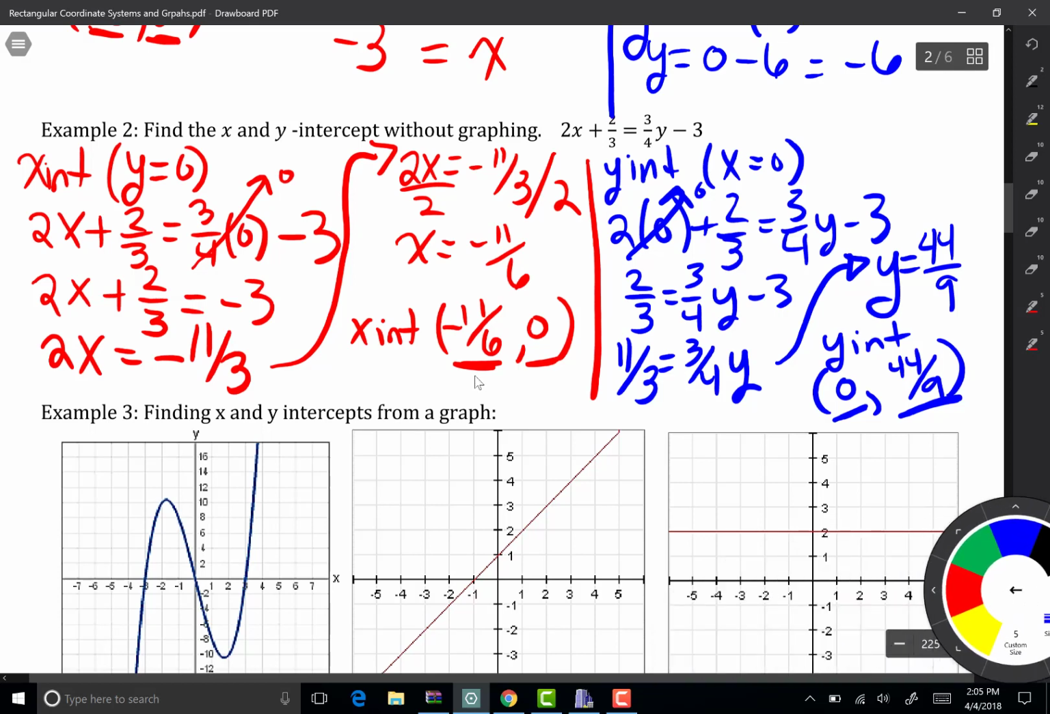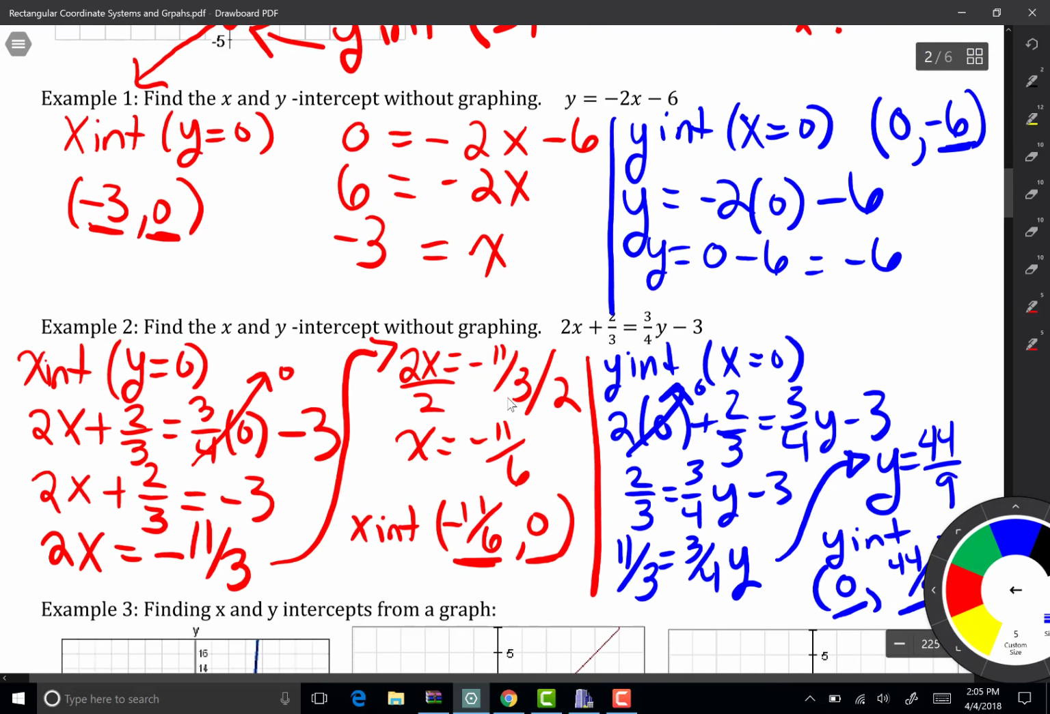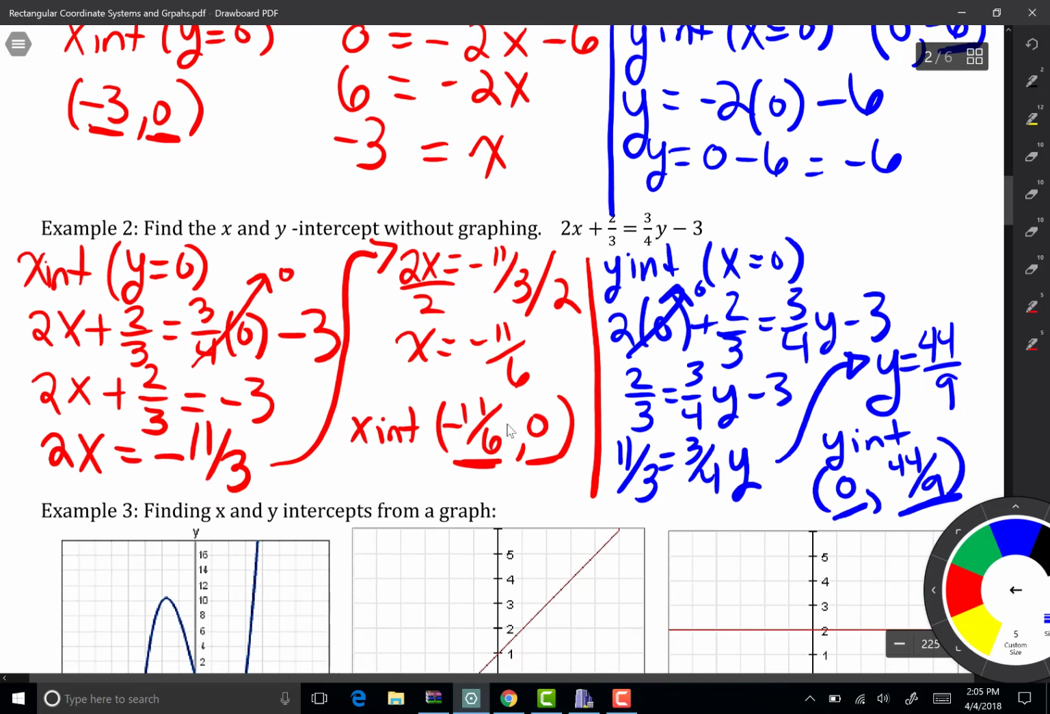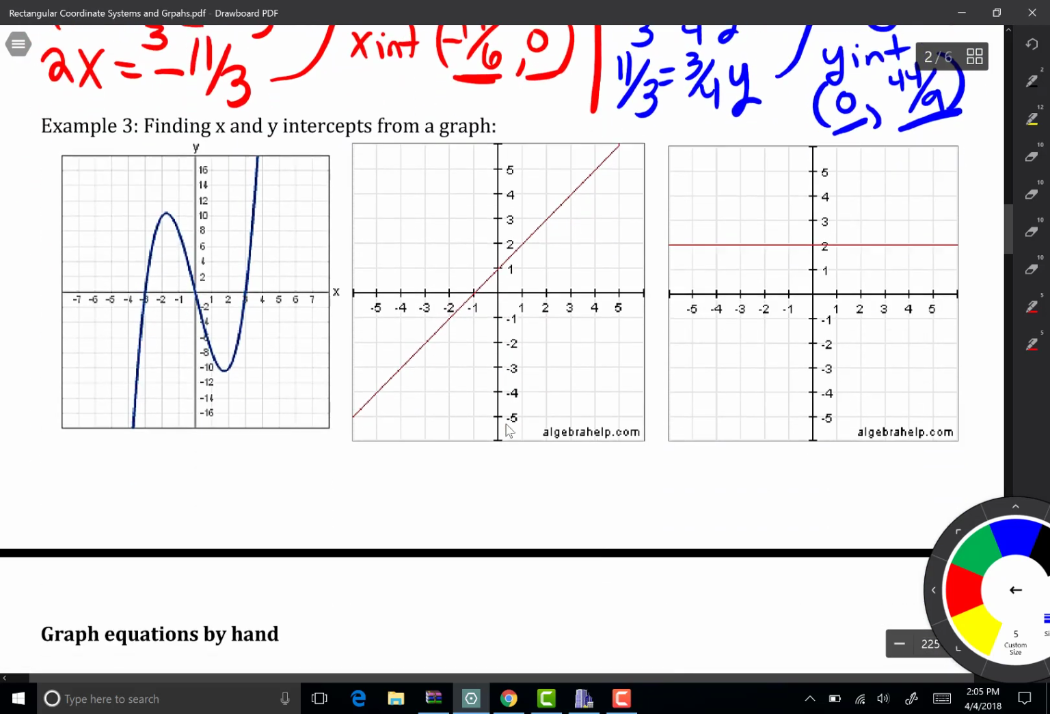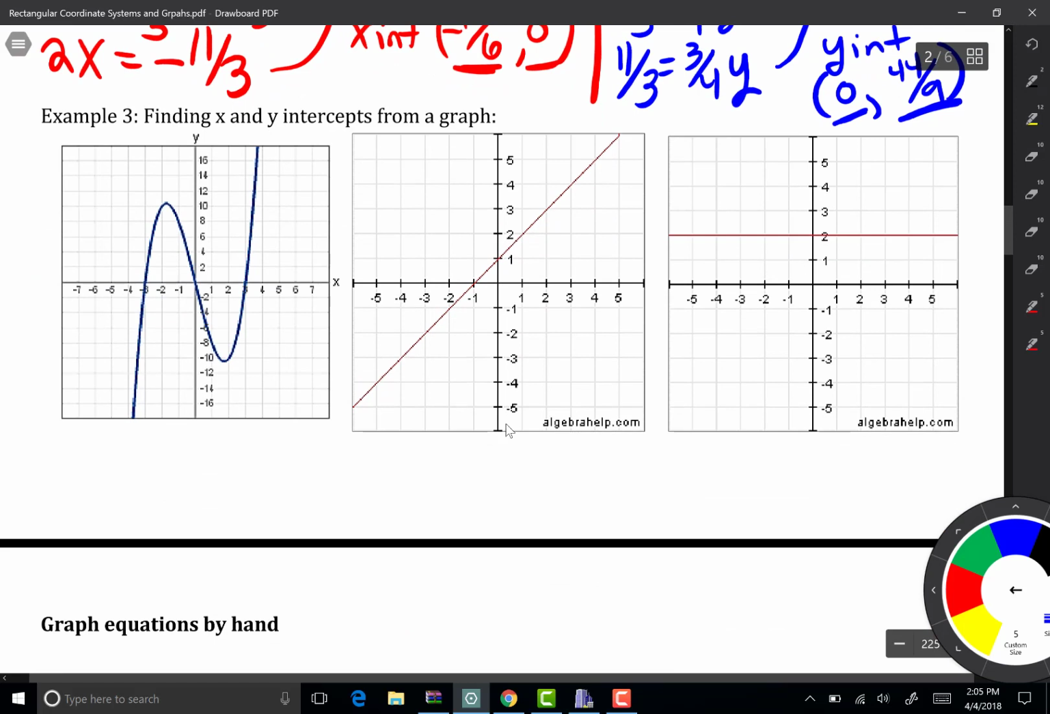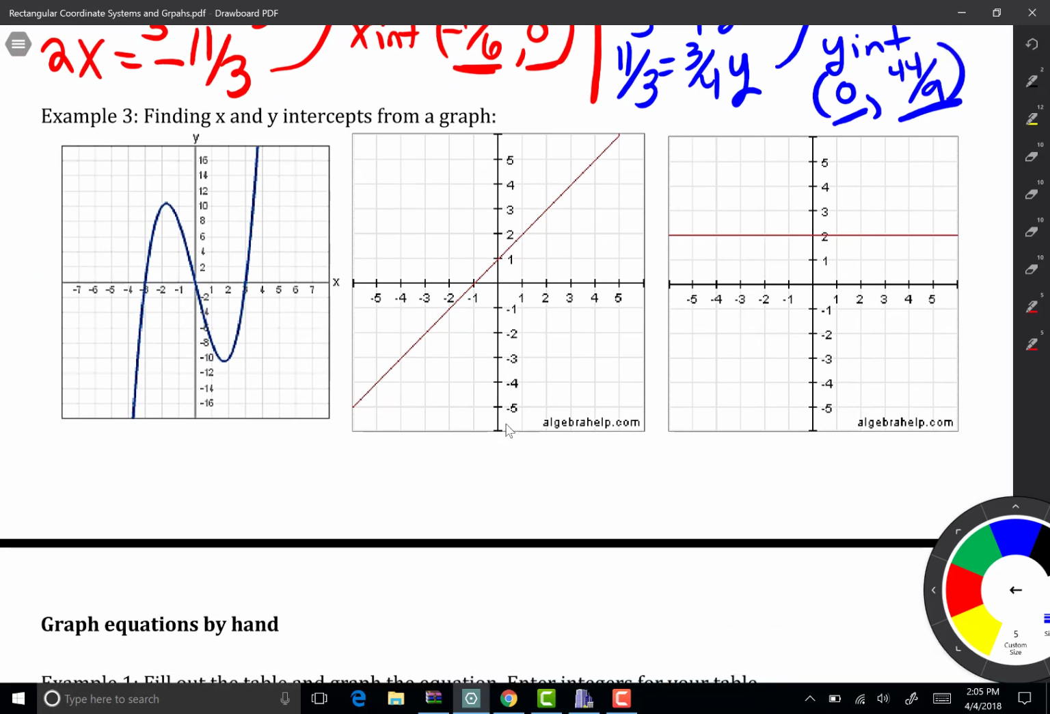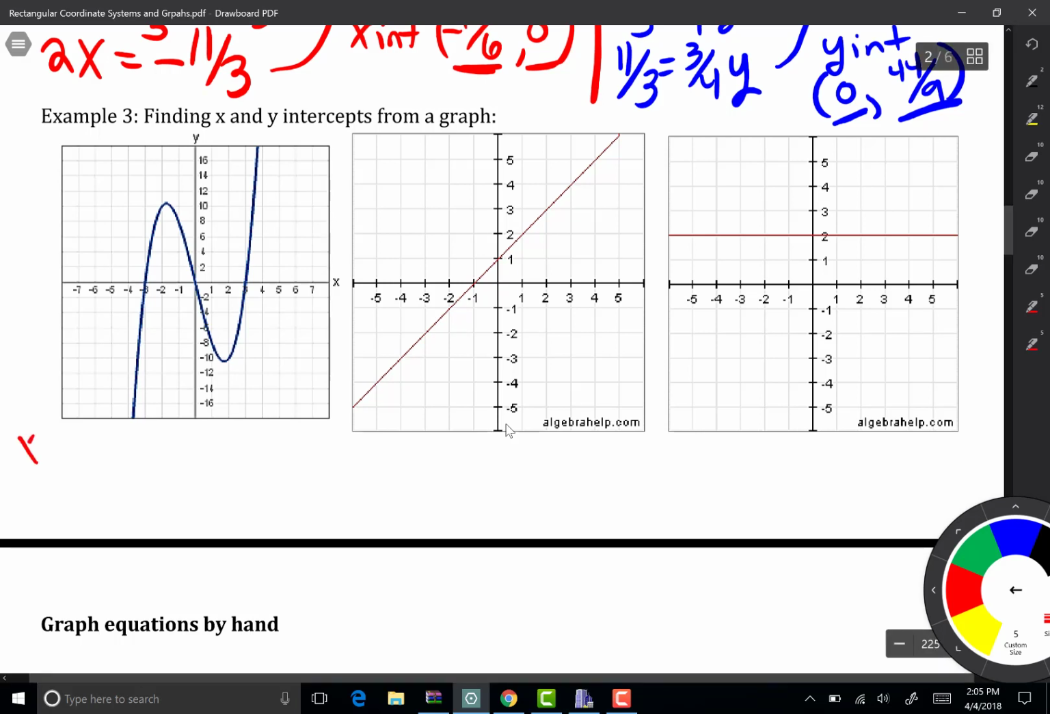Okay, last example. I showed you how to find x and y intercepts given the equation by plugging in x is 0 or y is 0. So I showed you how to do it algebraically. And now looking at the graphs here, we're going to be able to find the x and y intercepts from the graph. So I'm going to put the x-intercepts in red and the y-intercepts in blue.